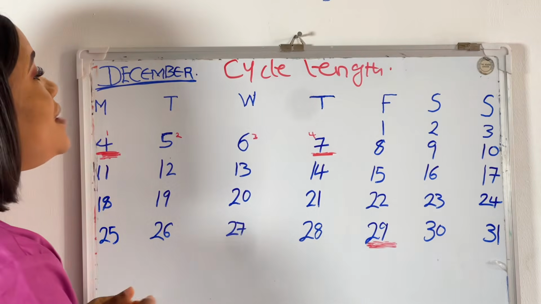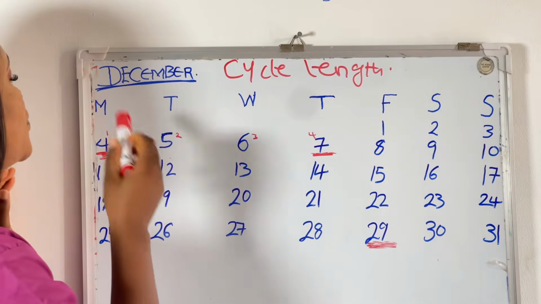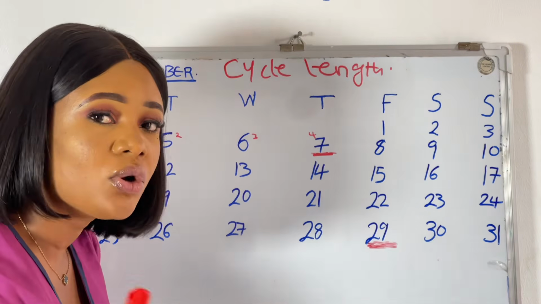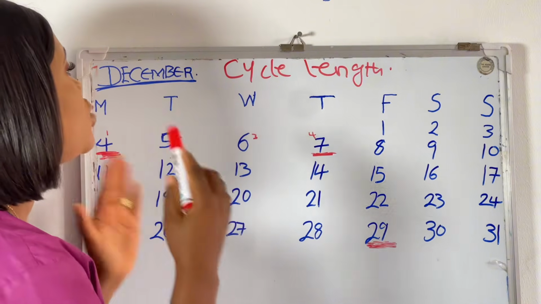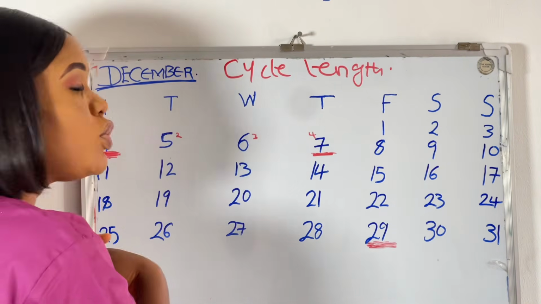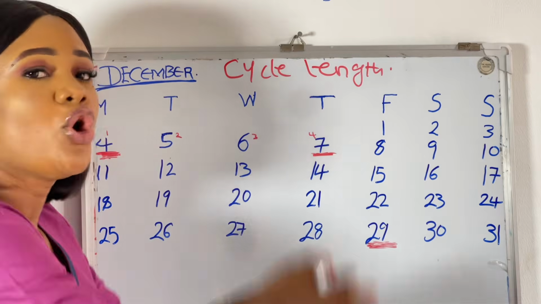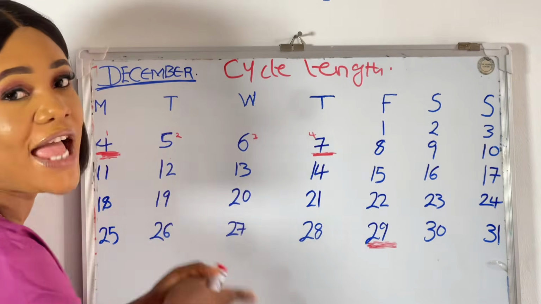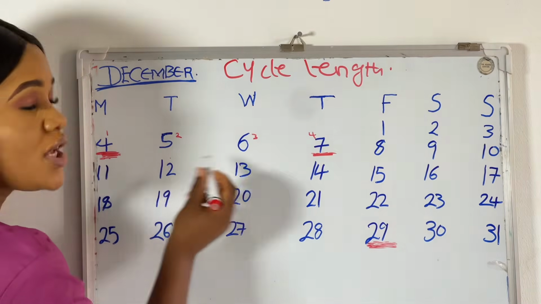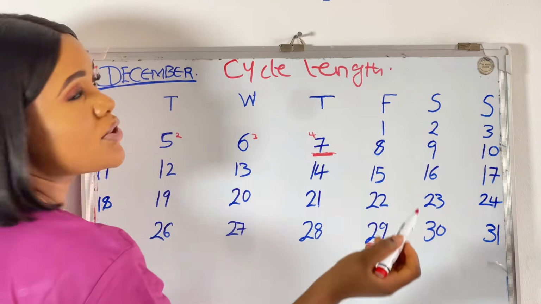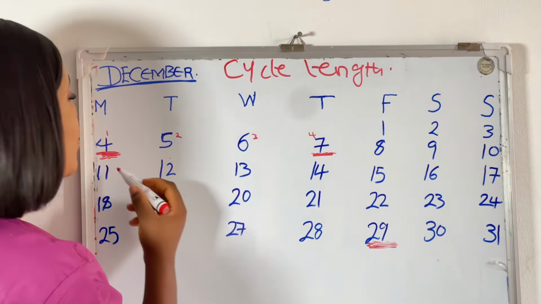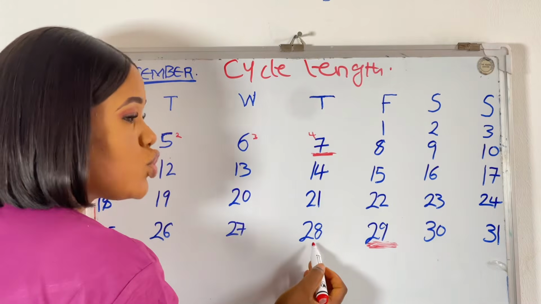So the cycle length is the days from the beginning of your period to a day before your next period appears, meaning that your cycle length is the days in between, from the beginning of your period to a day before your next period. That is your cycle length. So I started seeing my period on the 4th, 5th, 6th, and 7th, and my next period appeared on the 29th. So my cycle length will be from the 4th to the 28th.